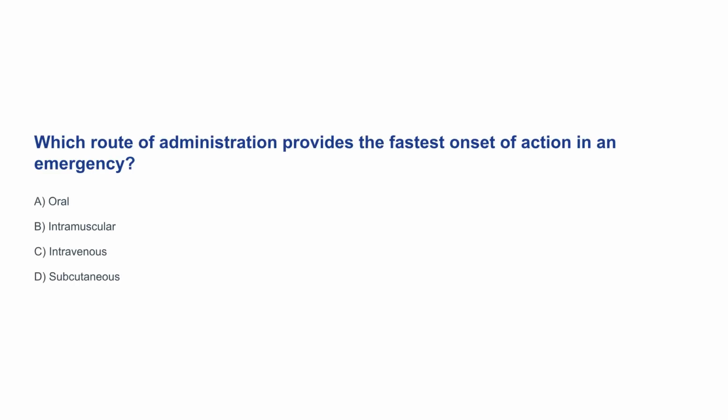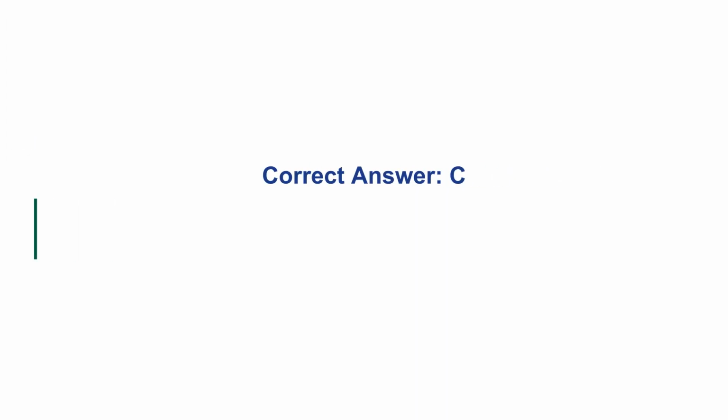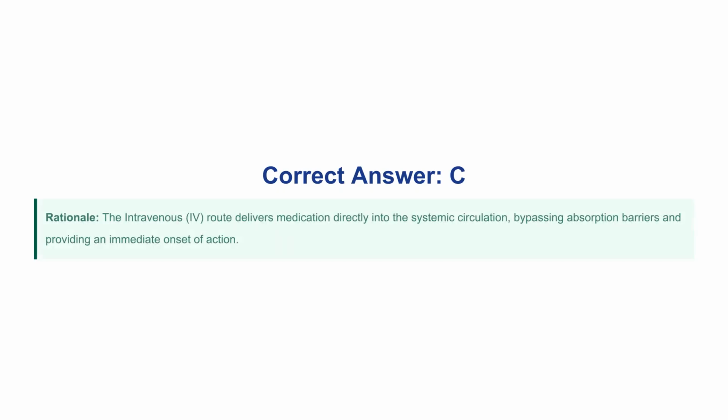Which route of administration provides the fastest onset of action in an emergency? The correct answer is C, intravenous. The IV route delivers medication directly into the systemic circulation, bypassing absorption barriers for an immediate onset of action.